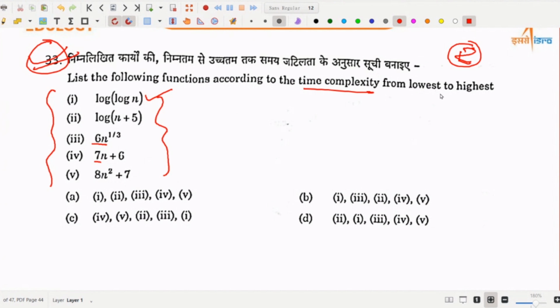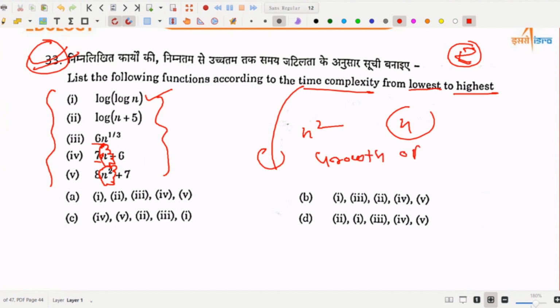In which order do we need to arrange these expressions? You need to arrange them from lowest to highest. Which one is lowest and which one is highest? See, this function is a polynomial, n square. This is linear, only n. Listen carefully, which is most important: in algorithms, we are interested in the growth of the function.